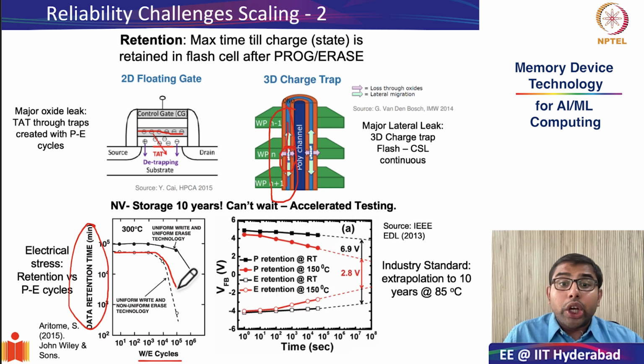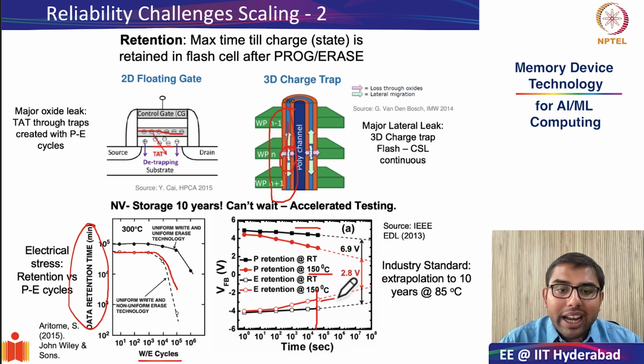Next, you elevate the temperatures. For example, generally the industry standard is to have the 10-year storage at 85 degrees. So in this experiment, they have subjected it to more elevated temperatures like 150 degrees, and they have also checked it at room temperature, and they see that even at elevated temperatures, they have done the measurement only till 10 to the power of 4 or 10 to the power of 5 seconds.